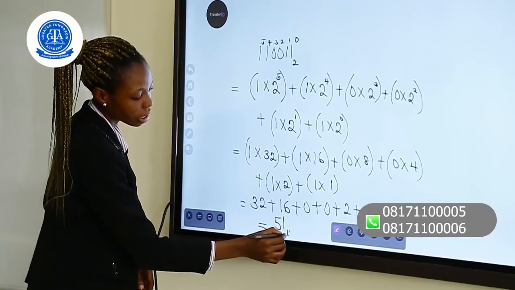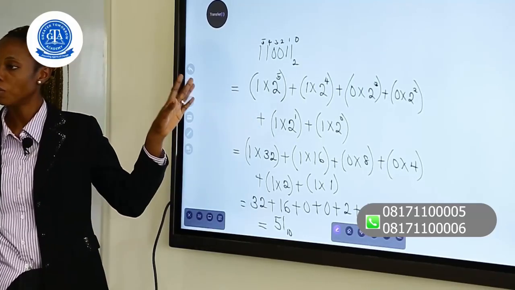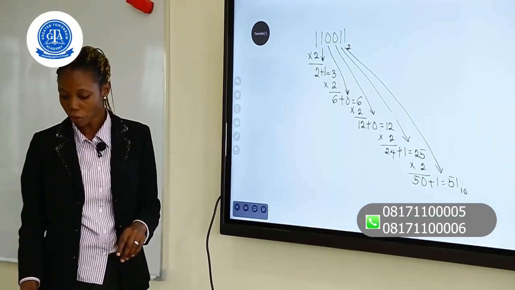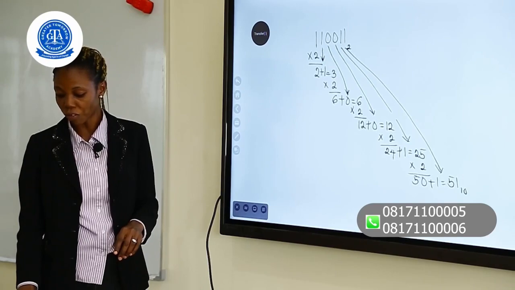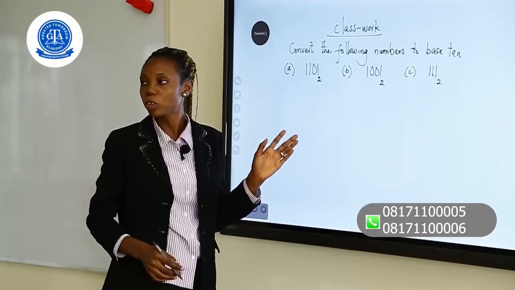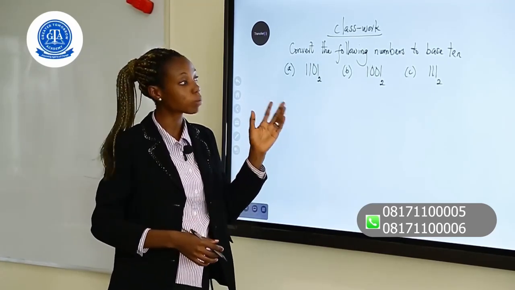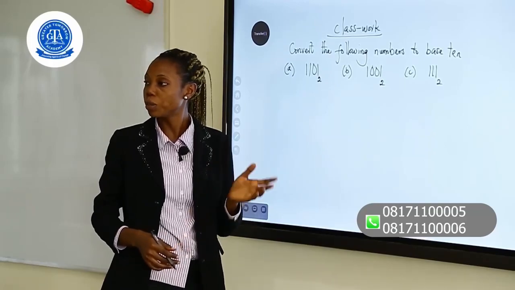So then we'll put our base. What were we converting it to? Base 10. So our answer is 51 base 10. This is what you call your expansion method. Now your classwork is going to be on converting of what? Numbers. Now this classwork, you are going to solve it using any of the methods that you were taught today. You can use your expansion or you can use your repeated multiplication method. And so you have time to do this, and when you are done, submit your notes.